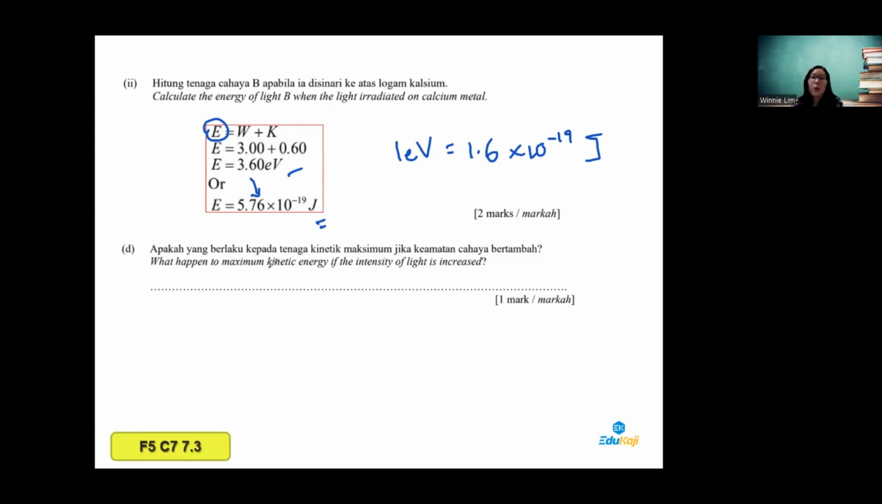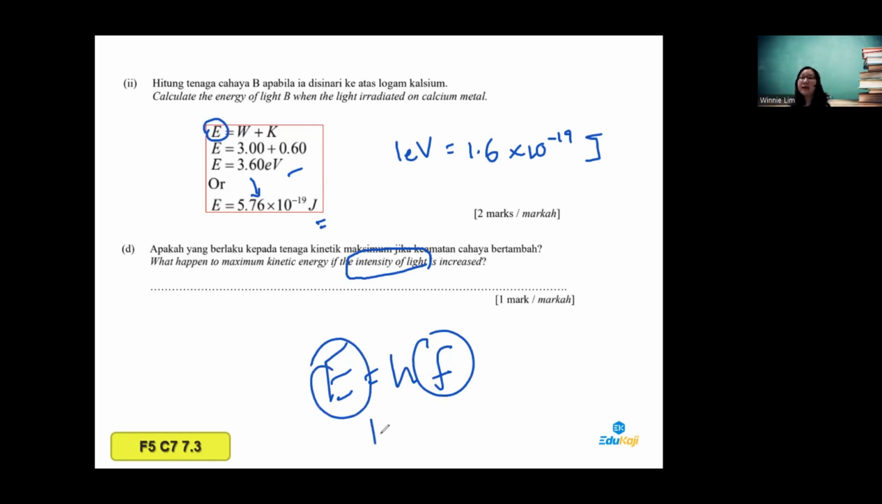Good. Next, what happened to the maximum kinetic energy if the intensity of light increases? Now, bear in mind, under the quantum physics idea, energy is always related to frequency. They are directly proportional to frequency. If you make the light brighter, there is no point.